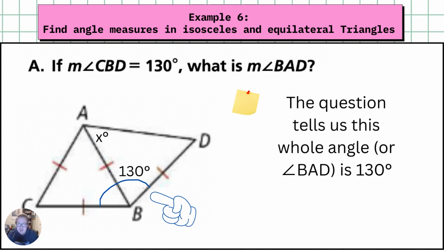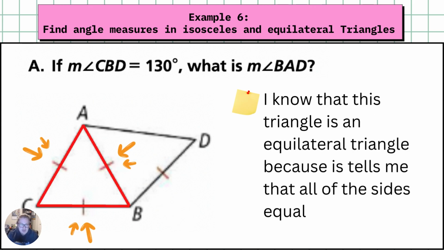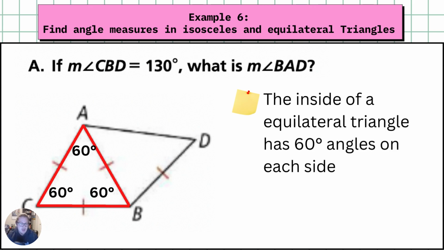Now it also tells us that this angle over here is 130 degrees. So now that's all the information that we really need. So we have to go one at a time to start figuring out these angles. What you'll notice here is that the triangle on the left, the one that's being pointed at, has 3 equal sides. Well, if there's 3 equal sides, I'm talking about an equilateral triangle, right? The inside of an equilateral triangle, they're all 60-degree angles.